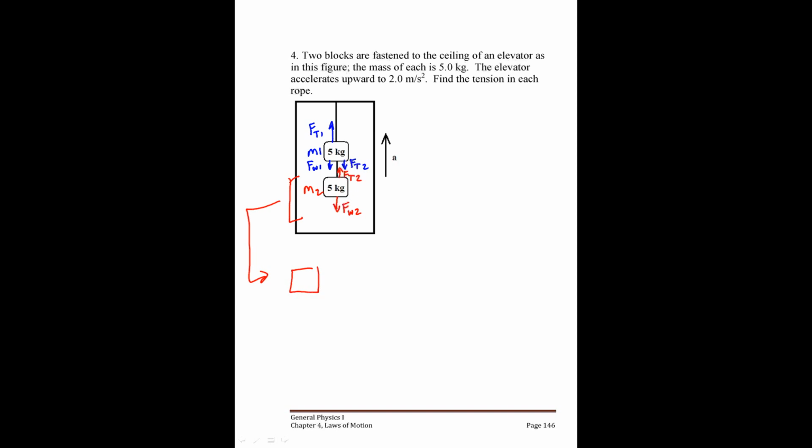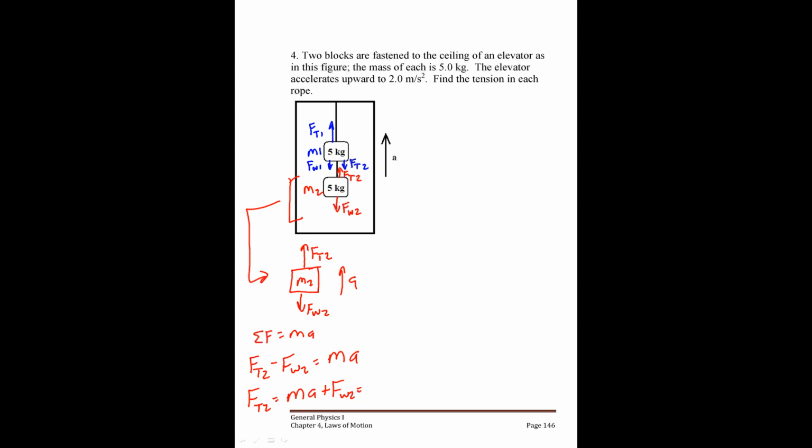You redraw this just as a lone block. This is mass 2. It has 2 forces acting on it, FT2, FW2. And it's accelerating upward. I say the sum of the forces equals the mass times the acceleration. The sum of the forces is FT2 minus FW2, and that's equal to MA. The bottom and the top block both accelerate at the same rate. Right? So the acceleration is the same. Now I'm looking for FT2. FT2 equals MA plus FW2.